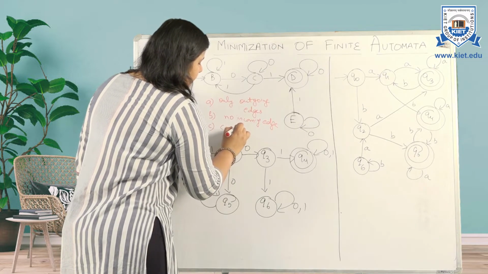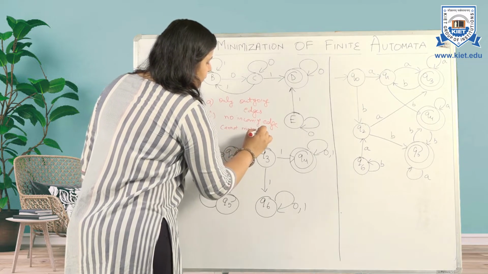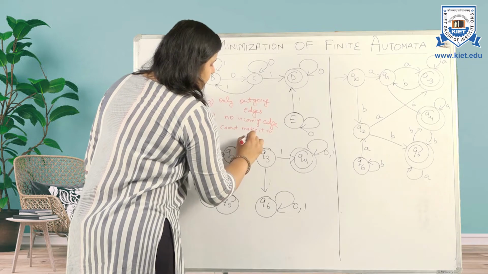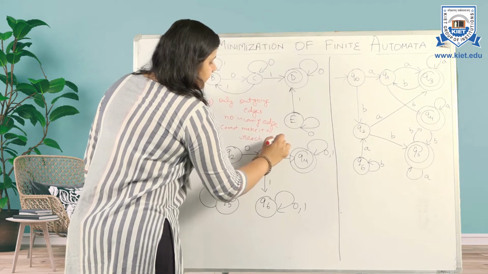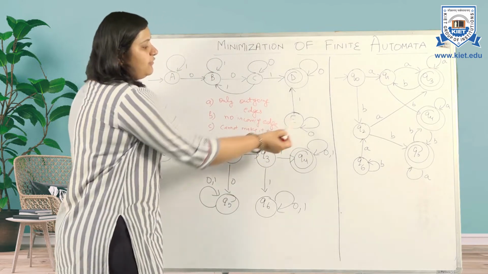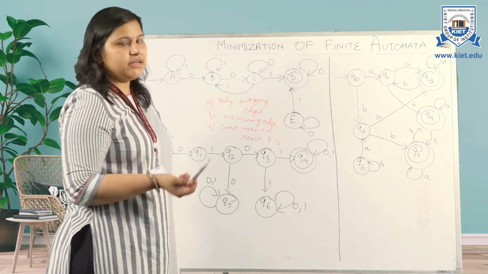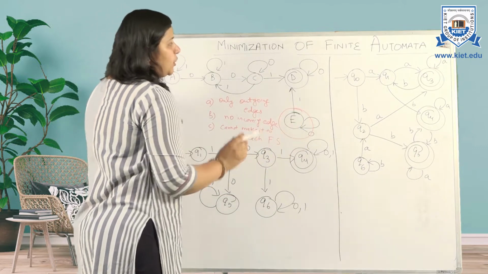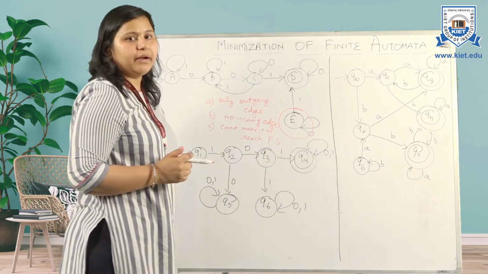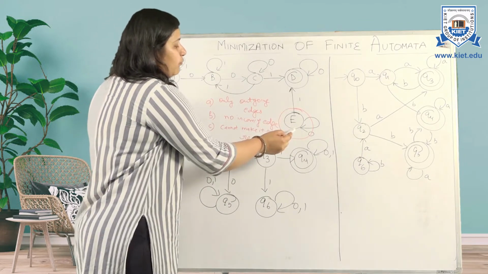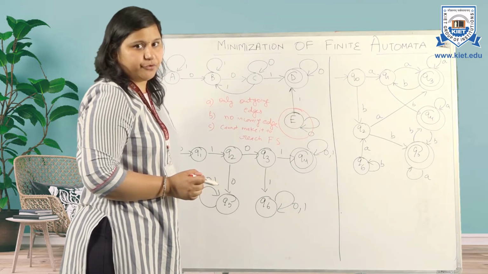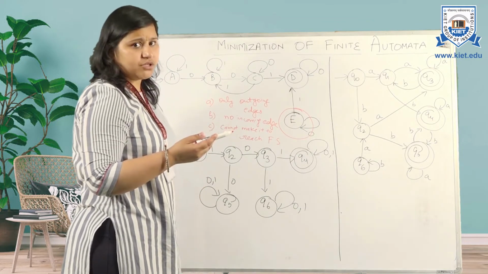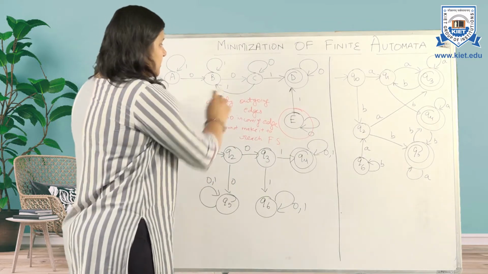So we can say no incoming edge, only outgoing edge, and it cannot reach the final state. The self loop on E will not make it reach the final state, so we can say this is the unreachable state. In minimization of finite automata, we will first remove this unreachable state. After that, we'll start the process of minimization. So this is the first example.